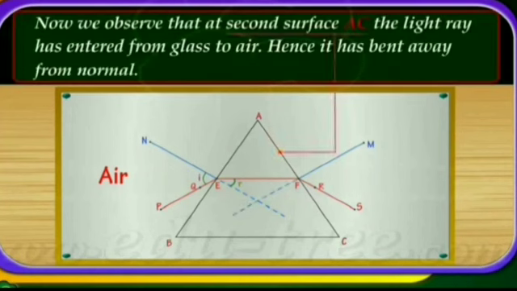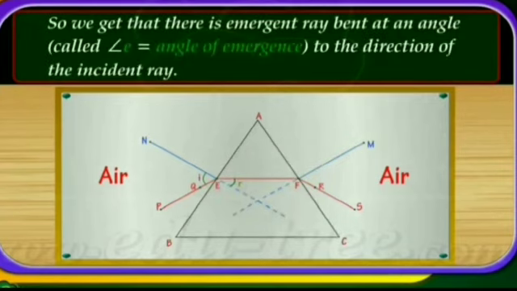We observe that at the second surface AC, the light ray is entering from glass to air, so it is bending away from the normal. So we get an emergent ray bent at an angle to the direction of the incident ray.